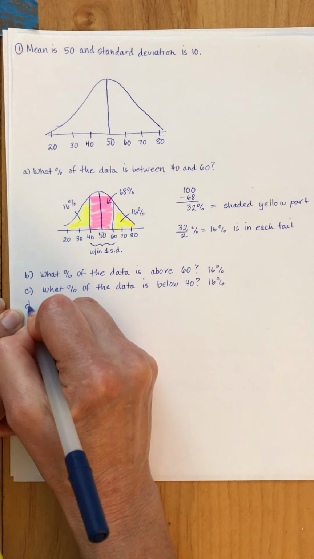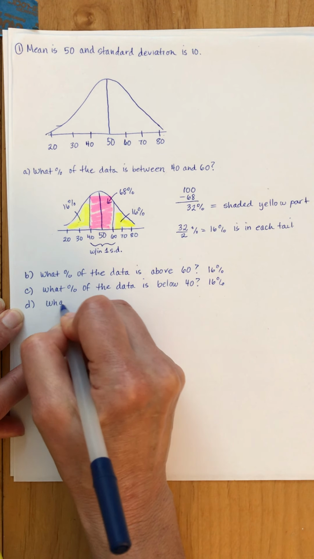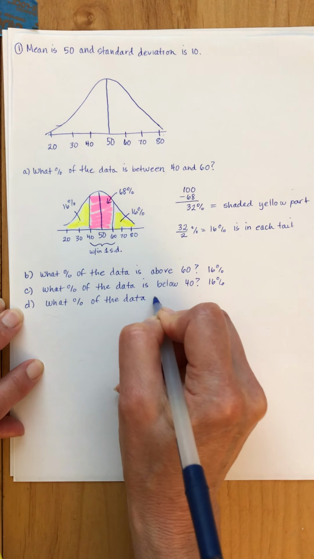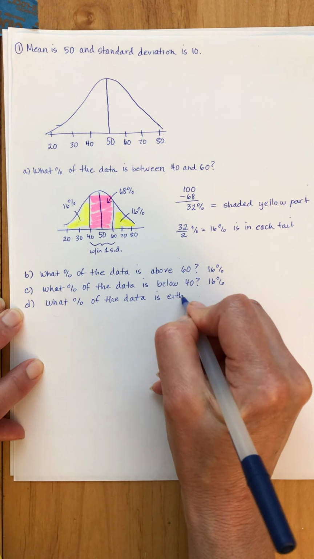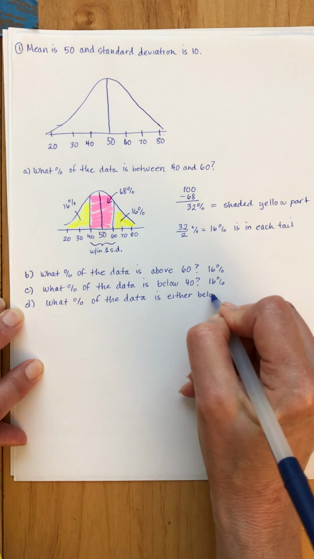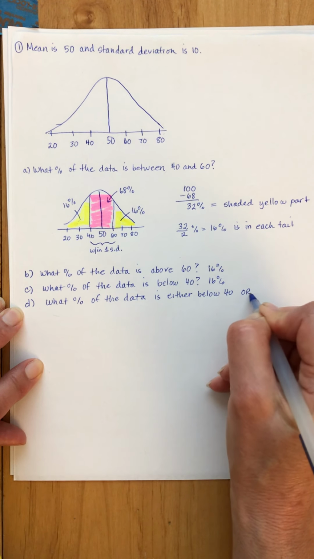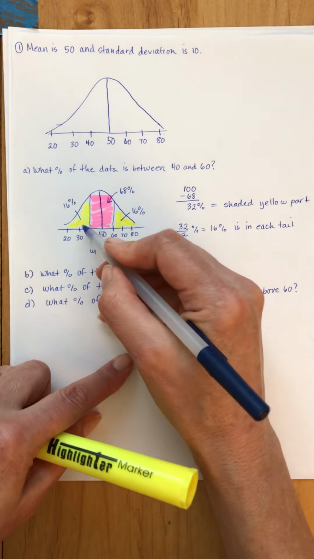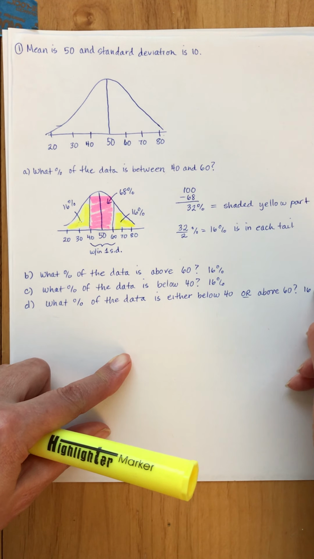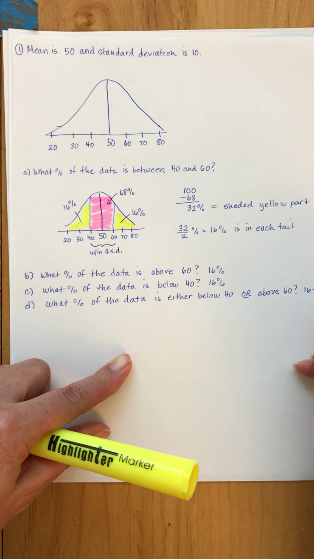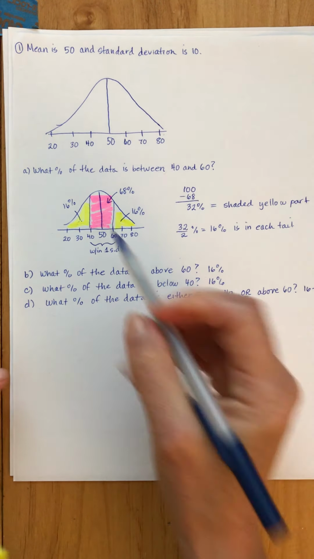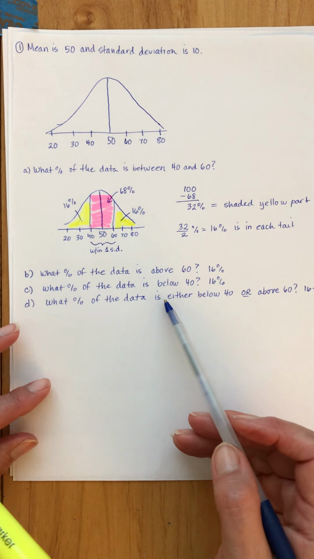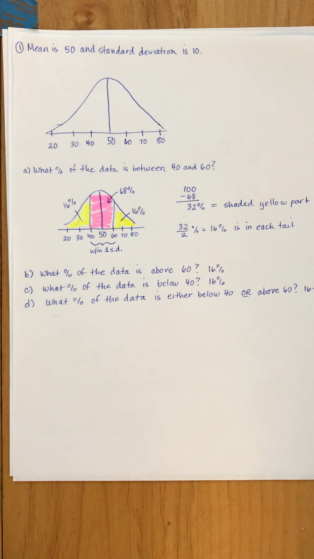Okay, let's answer part D. What percent of the data is either below 40 or above 60? Well, we see that it's the 16 and the 16. So it's 32%. Okay? What might make it easiest is to start labeling the different shaded areas of the graph and then figure out what the problem is asking you.